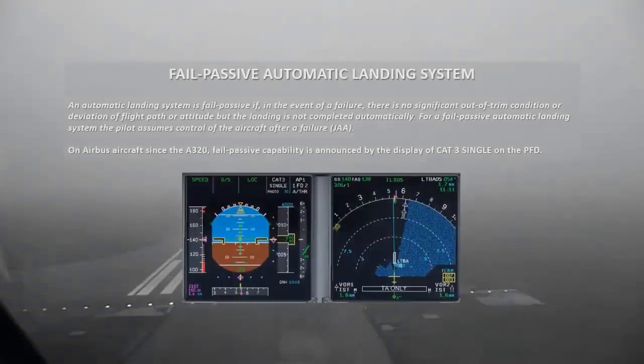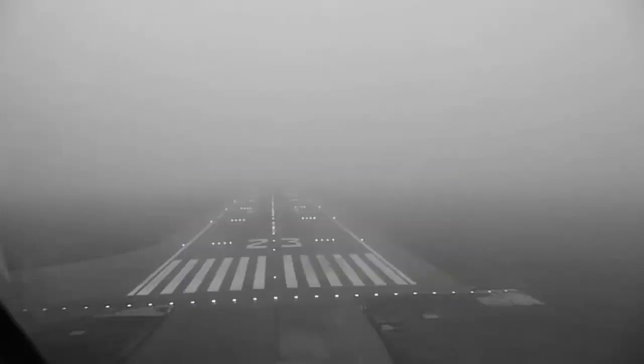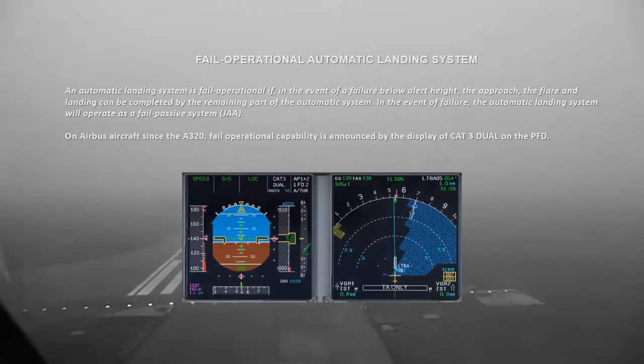Fail-passive automatic landing system. An automatic landing system is fail-passive if, in the event of a failure, there is no significant out-of-trim condition or deviation of flight path or attitude but the landing is not completed automatically. For a fail-passive automatic landing system, the pilot assumes control of the aircraft after a failure, JAA. On Airbus aircraft since the Airbus 320, fail-passive capability is announced by the display of Cat 3 single on the PFD.